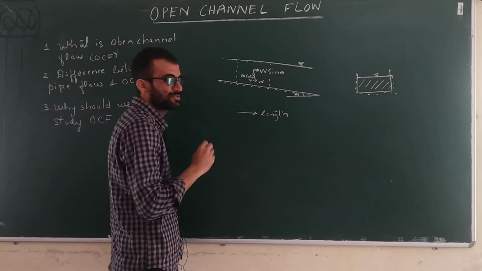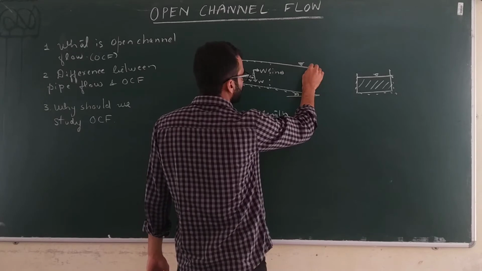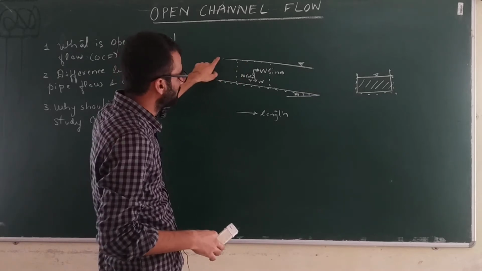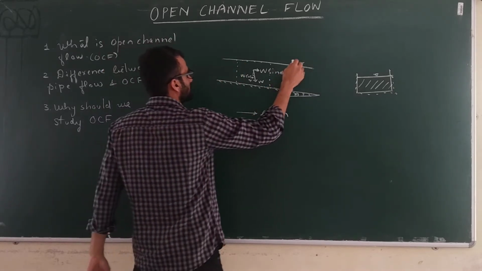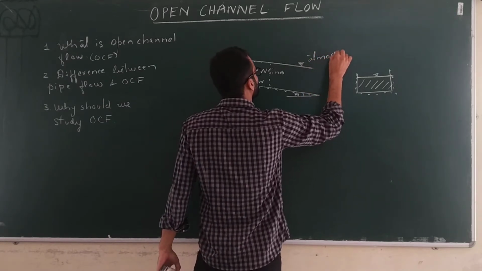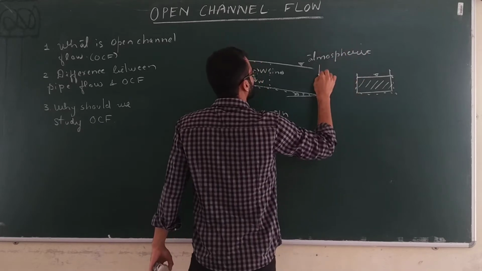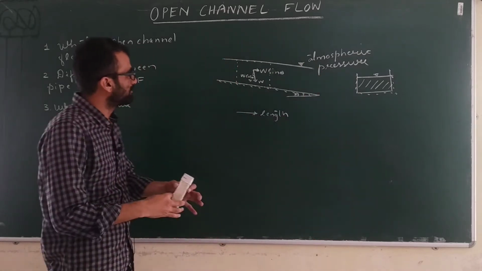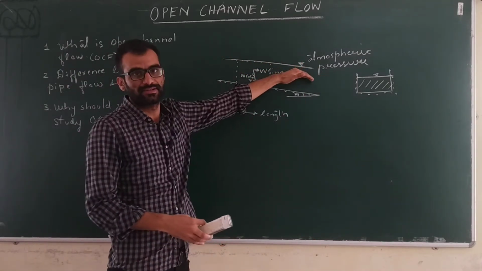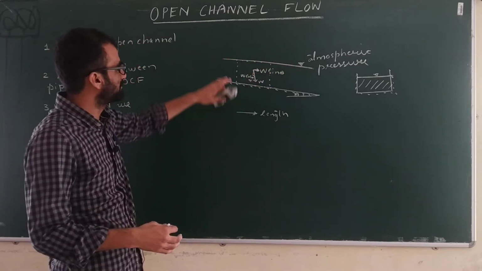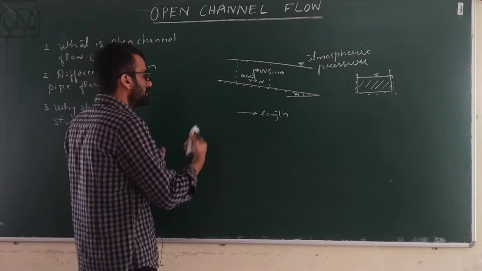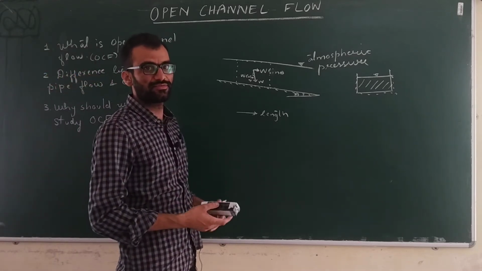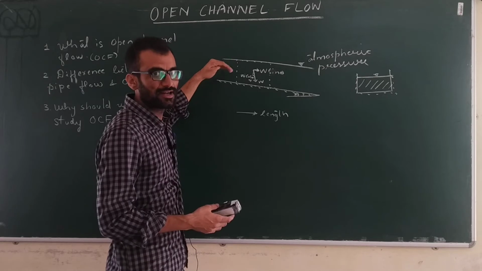Now what about the pressure? You try to understand the free surface which is exposed. This surface is exposed to the atmosphere. So pressure acting on this free surface is atmospheric pressure. Alright, that's why it is also called free surface flows. These flows are also called the free surface flows. So basically, this is what is an open channel flow, in which flow takes place due to gravity force and you will have a free surface having atmospheric pressure.